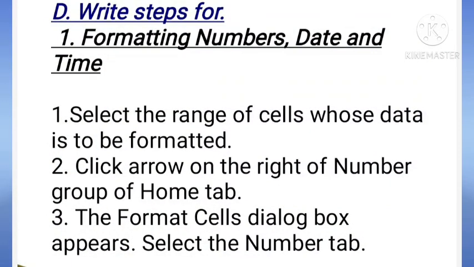Next question is write the steps. First, formatting number, date and time. Children, we have already seen the steps in the slides before. Let's revise. Select the range of the cells whose data is to be formatted. Click arrow on the right of the number group of Home tab. Third, the Format Cells dialog box appears. Select the Number tab.